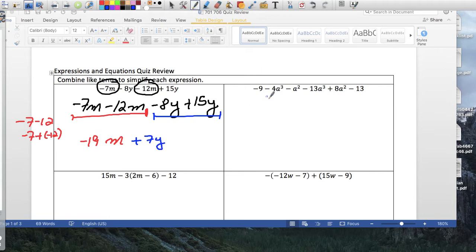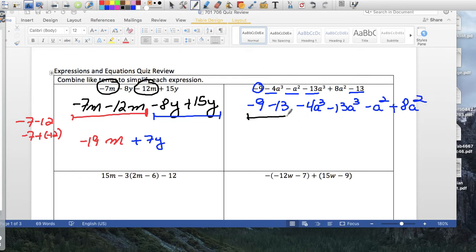That's it. Here we have a lot of like terms. So I want to move them around. So it's negative 9. The like term is negative 13. So I'll put that here. Negative 4a to the third power is this guy and this guy. So minus 13a to the third power. And then negative a squared plus 8a squared. So we have all the like terms next to each other.